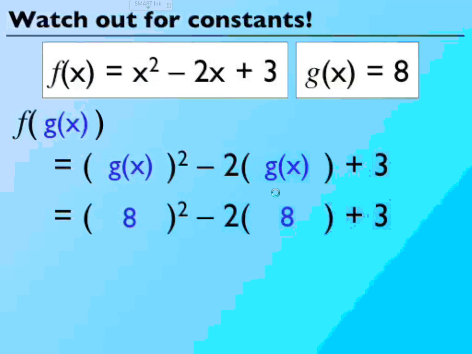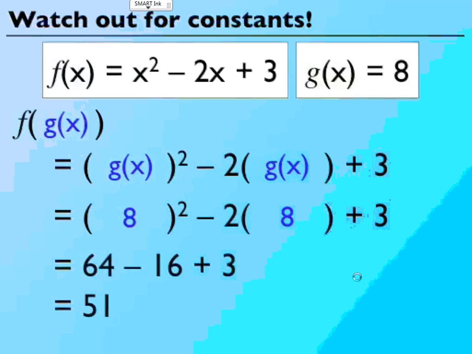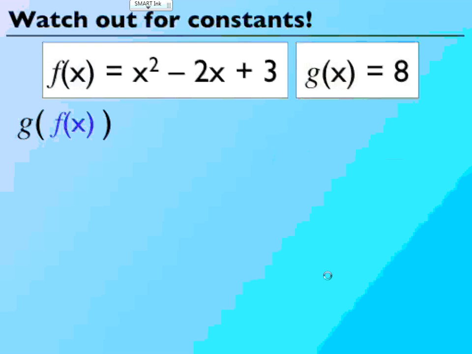f of g of x, and then we just have to do some algebra. 8 squared gives us 64, minus 2 times 8, so minus 16, plus 3, and we simplify that, and we get 51. So same process, only it was a lot easier because we were just plugging in 8. All right, next step here, g of f of x. So we write our function g, leaving space wherever we find an x.